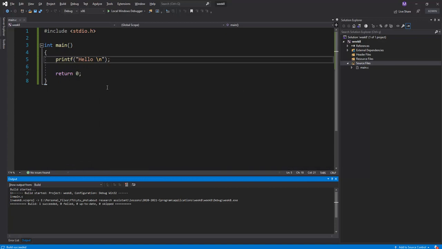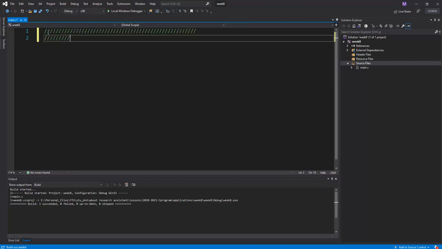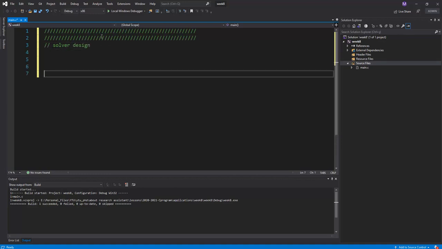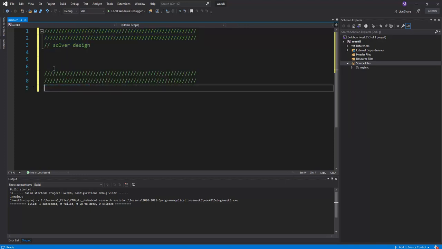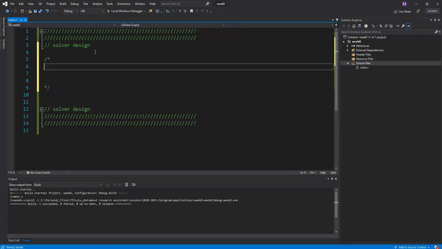Okay, so what about our lesson? Our lesson directly relates to the solver design. What does that mean? The solver design is a title in here, and I need to comment these things also in order to create a section to code everything related to the solver design.